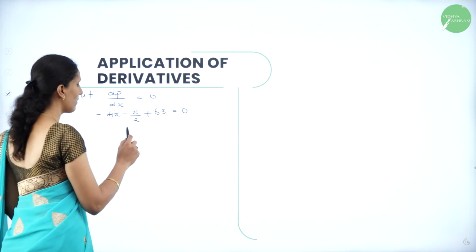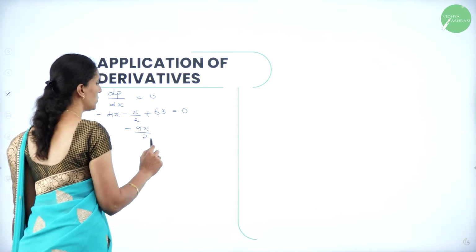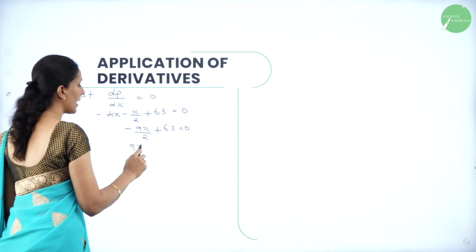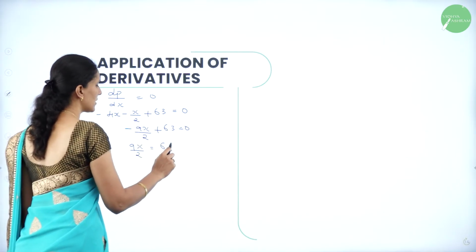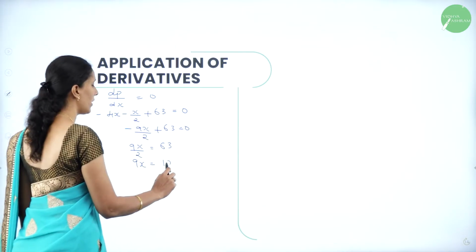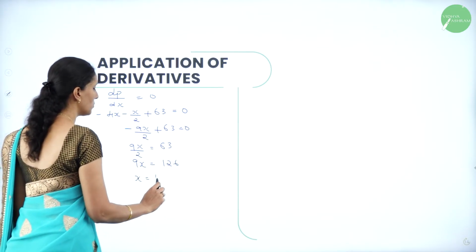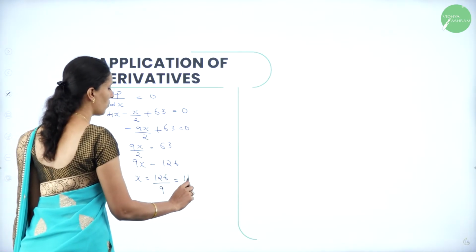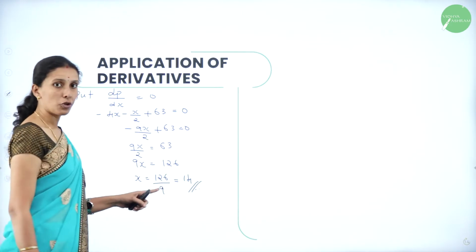So solving this I will get minus 9x by 2 plus 63 is equal to 0. If you shift it, you will get 9x by 2 is equal to 63. 9x is equal to 63 into 2, 126. x is equal to 126 divided by 9. So you will get it as 14. So you got x is equal to 14.